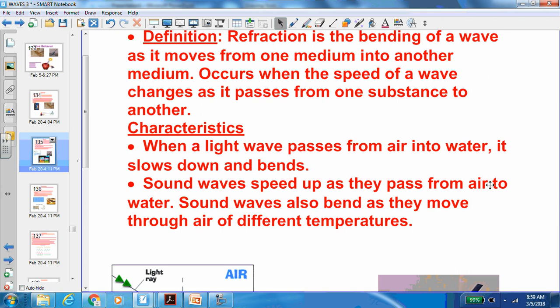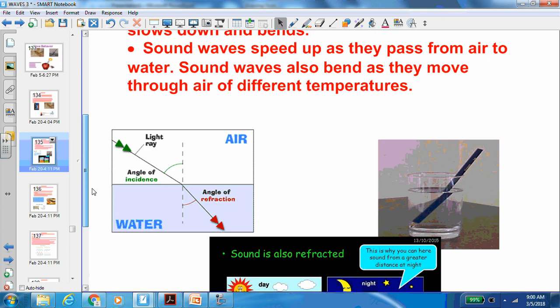Sound waves will also bend as they move through air of different temperatures. So basically, refraction has a lot to do with the bending of waves as they move from one medium into another. And either those waves are going to speed up or they're going to slow down, depending on the type of wave that it is. Let's look at some pictures to kind of clear up what refraction would look like.